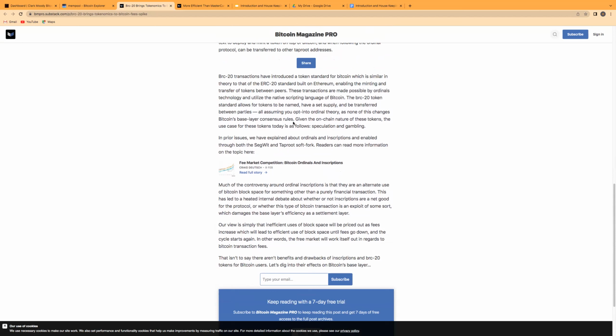The BRC20 token standard allows for tokens to be named, have a set supply, and be transferred between parties, all assuming you opt into ordinal theory, as none of these changes Bitcoin's base layer consensus rules. Given the on-chain nature of these tokens, the use case for these tokens today is as follows: speculation and gambling. It's just as we thought, they're basically shitcoins.